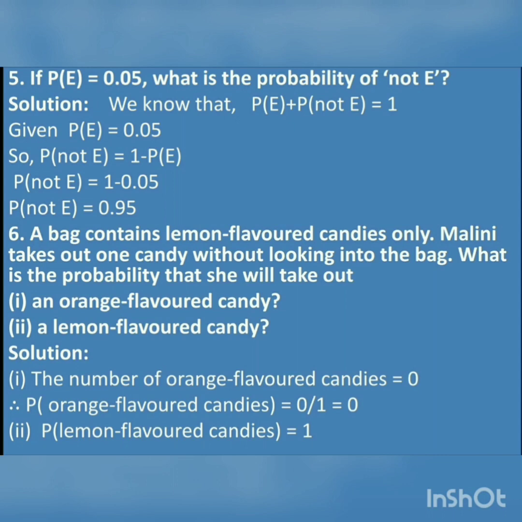Next, question number 6. There is a bag that has only lemon flavored candy. So Malini takes out one candy without looking into the bag. What is the probability that it will be an orange flavored candy? It does not have any orange flavored candy, so it will not come out. So its probability will be 0. And what is the probability of a lemon flavored candy? It is 1.